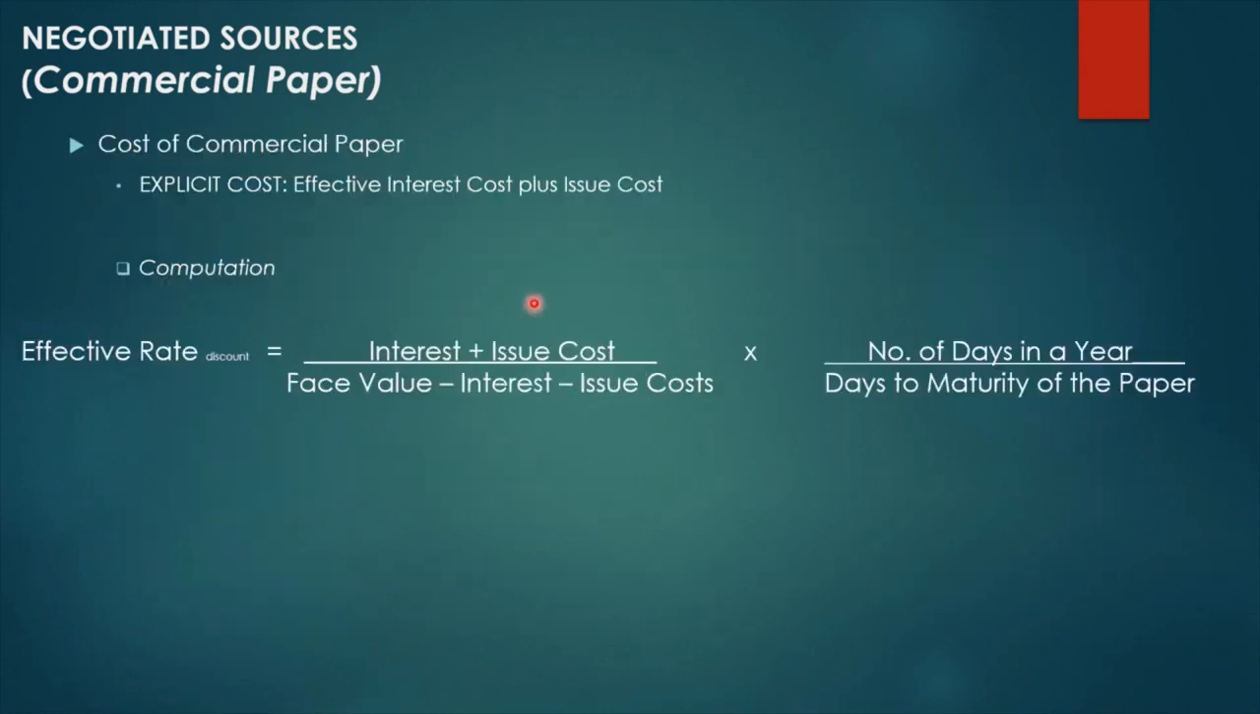Now, ano ba ang cost ng commercial paper? Well, may explicit cost siya. Effective interest cost plus the issue cost. Siyempre, pag mag-i-issue ka ng commercial paper, may gagastusin ka dyan apart from the interest in relation to that. So, ito ang computation niya, effective rate, kung saan yung discount rate equals to issue plus interest plus issue cost divided by the face value minus interest minus issue cost times number of days in a year divided by days to maturity of the paper.